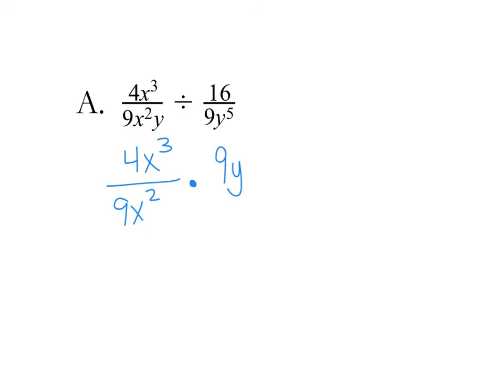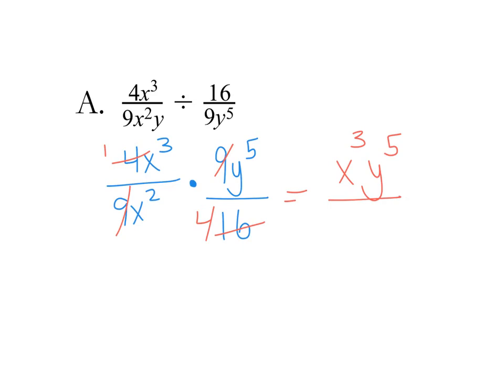So instead of 16 over 9y to the 5th, it will be 9y to the 5th divided by 16. Now I can work straight across. If I'd like, I can simplify here. I see that 16 and 4 will simplify. I'll see that my 9s will cancel. And let's see where we end up. I have x cubed y to the 5th all over 4x squared.